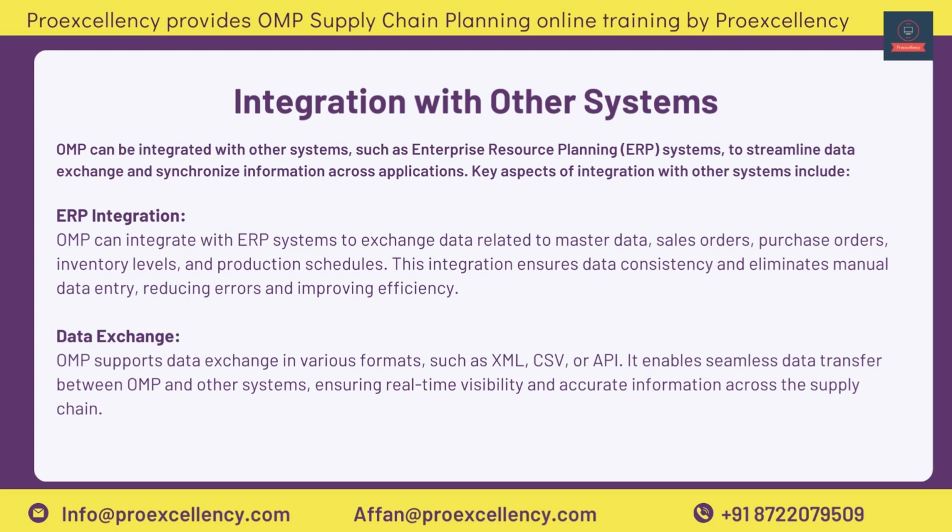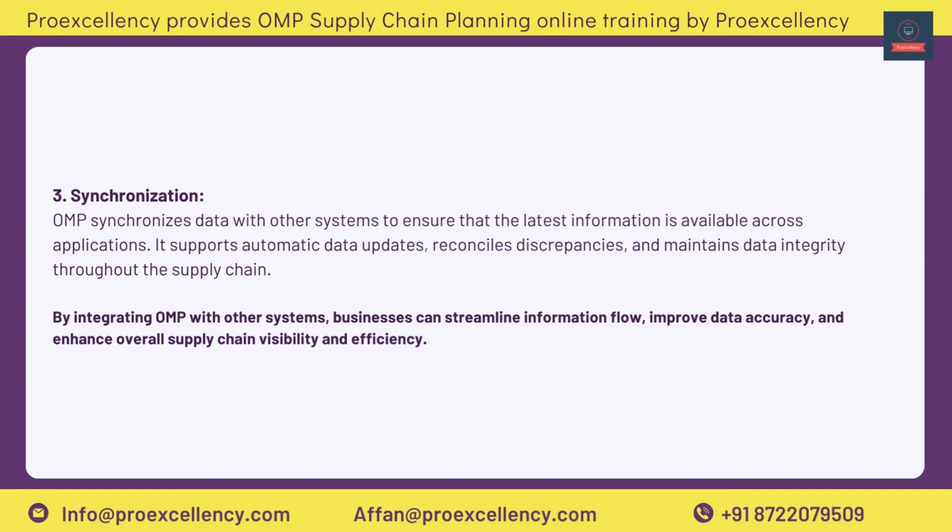Data exchange. OMP supports data exchange in various formats, such as XML, CSV, or API. It enables seamless data transfer between OMP and other systems, ensuring real-time visibility and accurate information across the supply chain. Three, synchronization. OMP synchronizes data with other systems to ensure that the latest information is available across applications. It supports automatic data updates, reconciles discrepancies, and maintains data integrity throughout the supply chain.